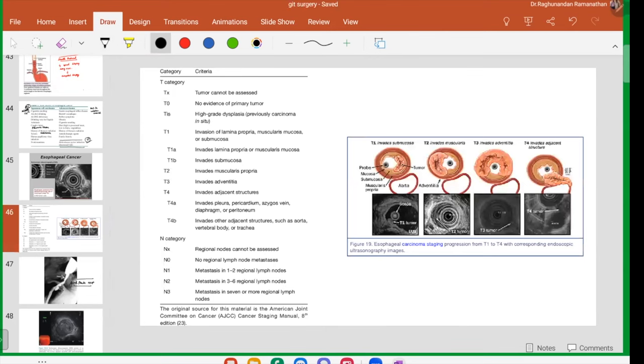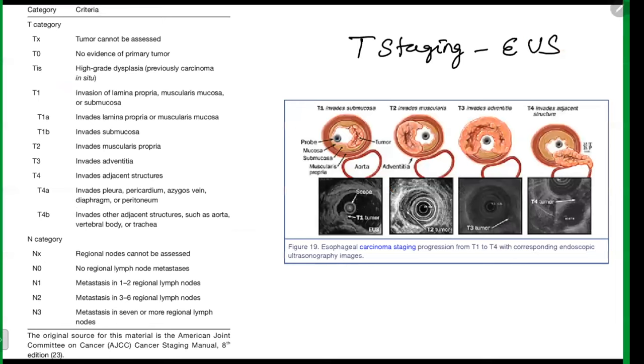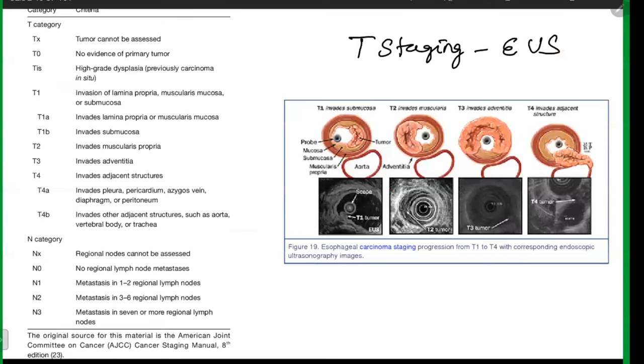According to the TNM staging, we divide into T1, T2, T3, T4. I told you already, T staging is important, and for T staging endoscopic ultrasound is a must. Looking at T staging one by one: TX stands for tumor that cannot be assessed, T0 is no evidence of primary tumor, Tis is carcinoma in situ, and T1 is invasion into the lamina propria, muscularis mucosa or submucosa. So it goes only up to mucosa and submucosa, not to the muscularis propria. T1 means invasion into the mucosa and submucosa.